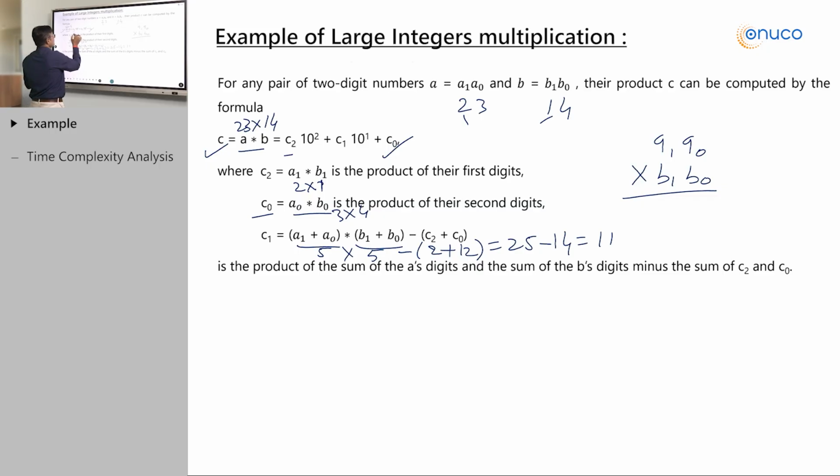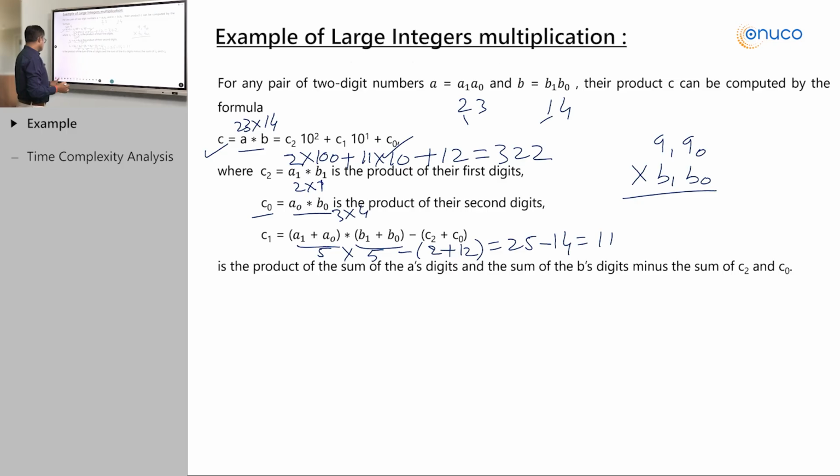Now you apply it over here. What is the C2 value? 2. 2 into 100, since 10 squared is 100. What is the C1 value? 11. 11 into 10 to the power 1 is 110, plus C0. What is the C0 value? 3 into 4 is 12. So if we add these, we are going to get 322.